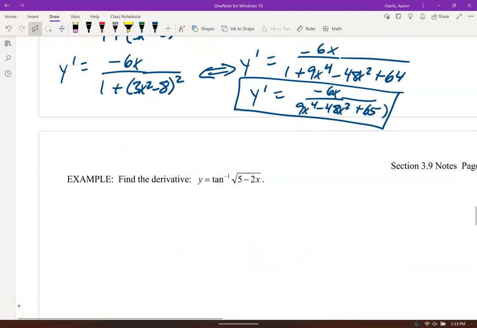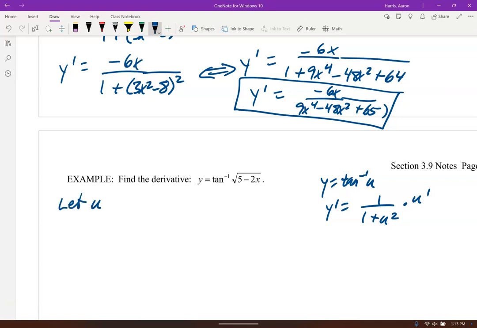Well, here we've got the arctangent of u, so the derivative would be, again, I'm looking at my formula sheet, 1 over 1 plus u squared times chain rule u prime, or in other words, u prime over 1 plus u squared. So we're going to go ahead and we're going to let the u be that square root of 5 minus 2x. Well, that's 5 minus 2x to the 1/2.